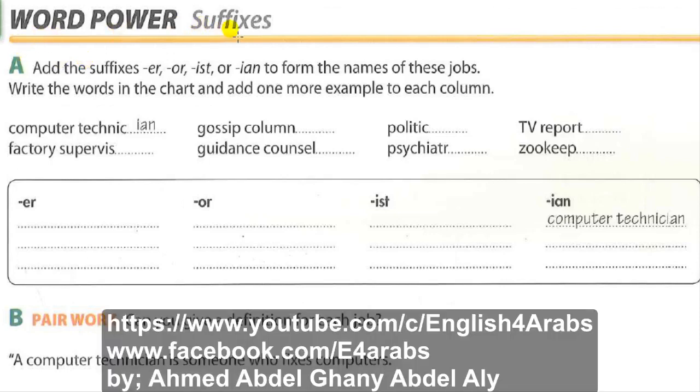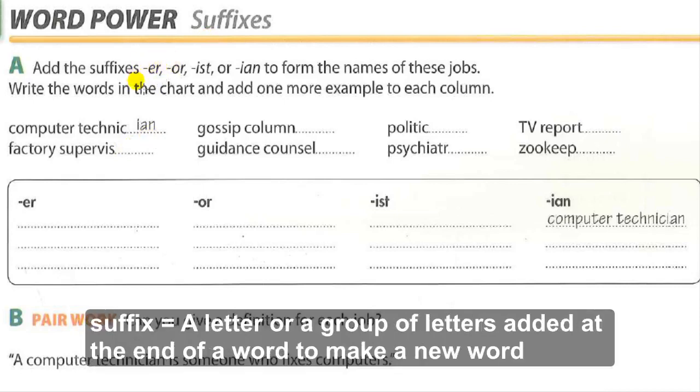4. Word power, suffixes. Add the suffixes er, or, ist, or ian to form the names of these jobs. So in this exercise, we'll put er, or, ist, or ian on the words to make the jobs. A suffix is a letter or 2-3 letters that form a job. Computer technician. The word teach, we put er, teacher. So here we change from a verb into a job like teacher. Drive, the verb of driving a car, so driver.